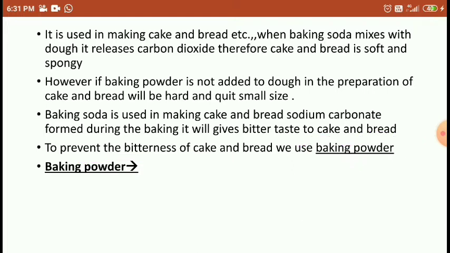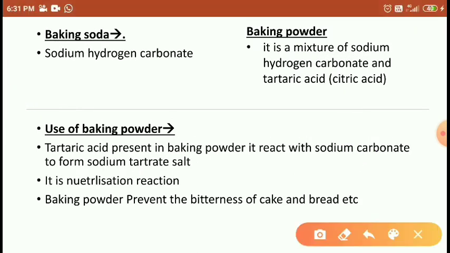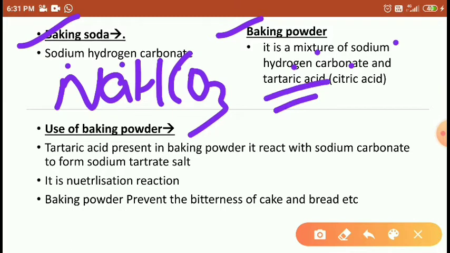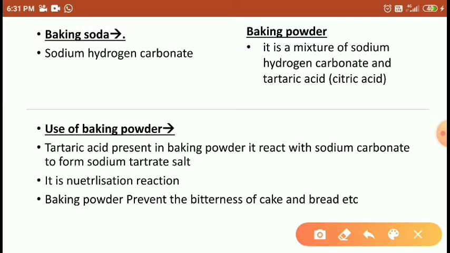So what is baking powder? Let's see here. Here I give the difference. Baking soda means sodium hydrogen carbonate, only this single species, sodium hydrogen carbonate, that is NaHCO3. This is what we call baking soda. And what is baking powder? Baking powder is a mixture of sodium hydrogen carbonate as well as tartaric acid or citric acid, right? So this is what we call baking powder. Don't be confused by the difference here, students.